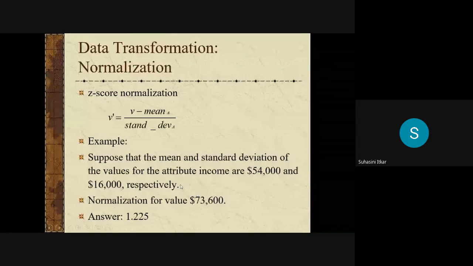Here the attribute income we are considering. Then the next example is normalization using decimal scaling. So these are the three techniques: one is min max normalization, another is z score normalization, and the third is decimal scaling. Write down the formula: v dash equals v upon 10 raised to j.